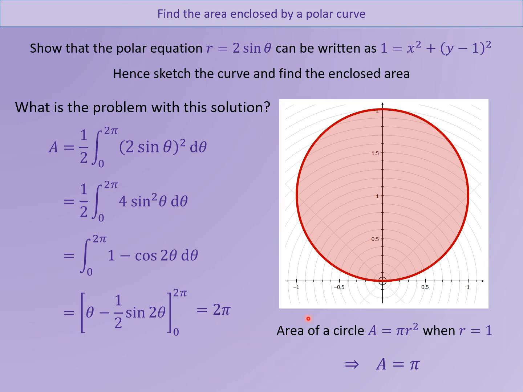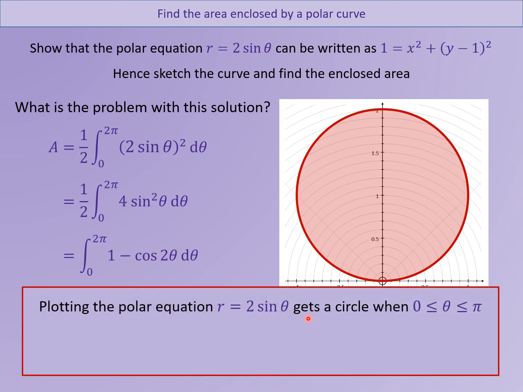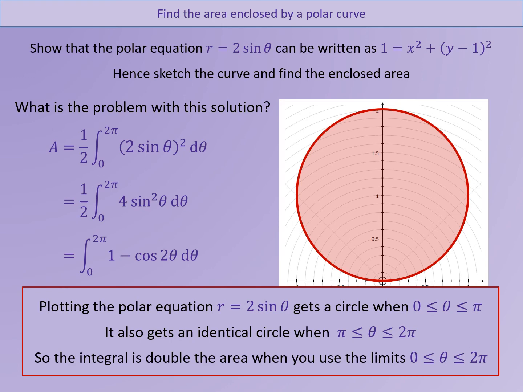So it's the same problem as before, except this time it's a lot harder to spot. It's important to make sure that you only do it between the limits of the graph. In this case, we want to do it between 0 and pi. So in this case, as we said, we get a circle from 0 to pi, and we get an identical circle from pi to 2 pi. So when we did the integral, it doubled the area.